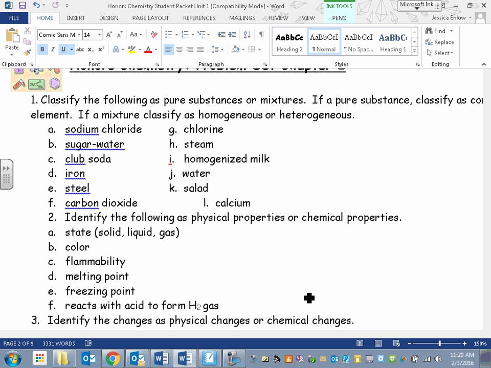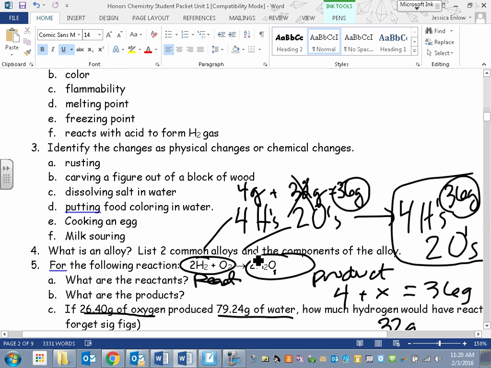Steam. I'm going over here to H. Steam. Pure substance. It is a compound. What is a compound that's in steam? H2O, right? And if it's a formula H2O, you can see the two elements that are combined in compound form. Let's do carbon dioxide over here, F. Pure substance compound, good.